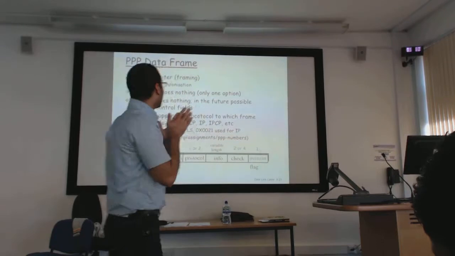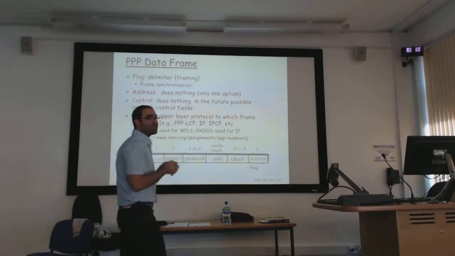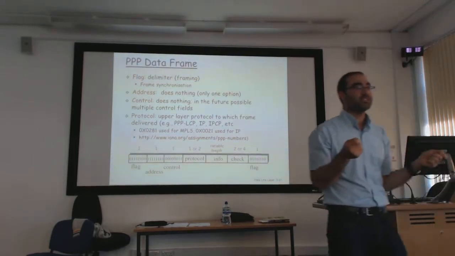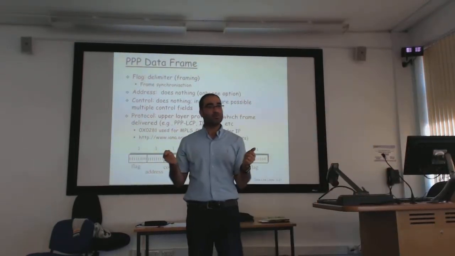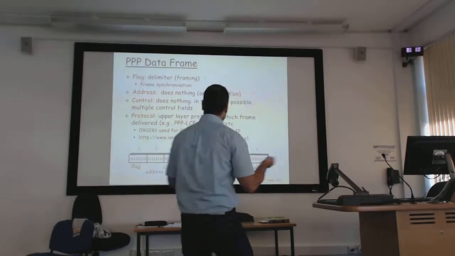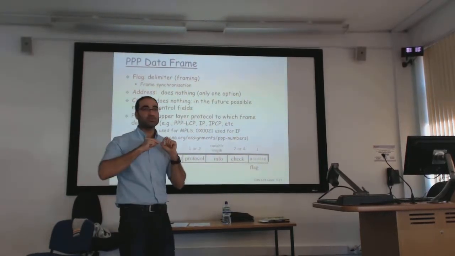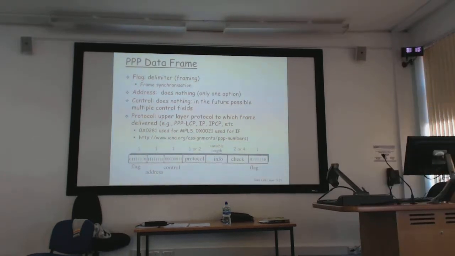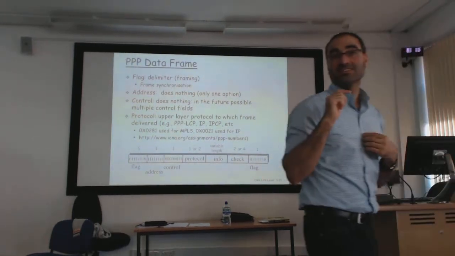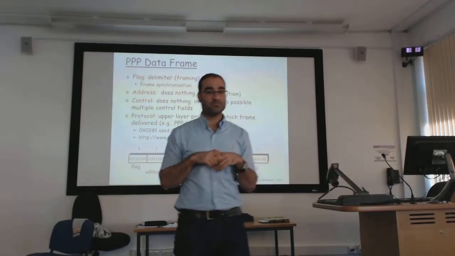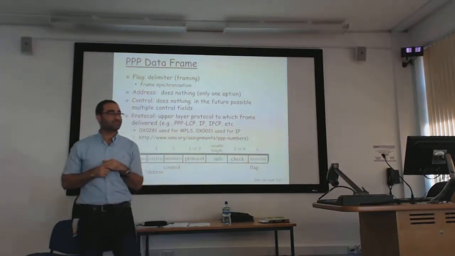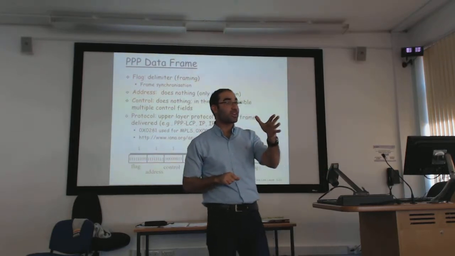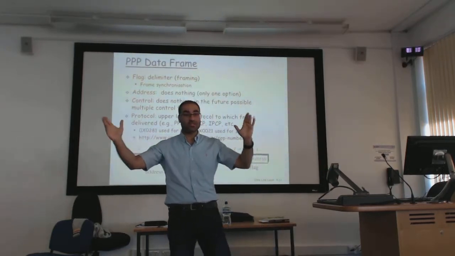Let's move one by one. Flag. What's a flag? See the flag at the beginning and the end. What does that indicate here? Whenever the receiver sees that sequence of bits, what does that indicate? Is it error? Nope. The next acknowledgement? Nope. So when I have it at the beginning and the end, what does that indicate?